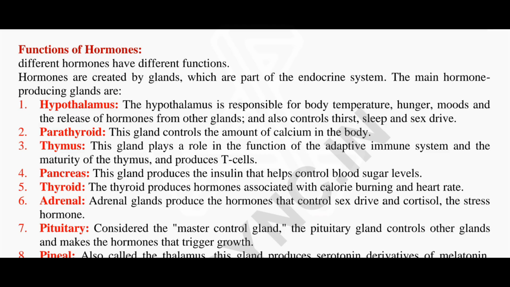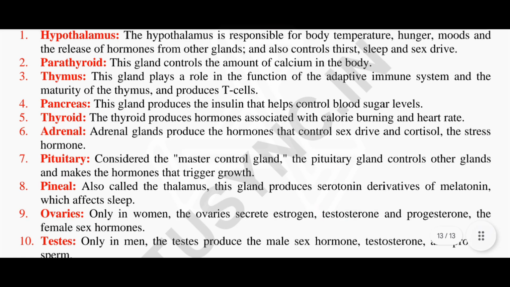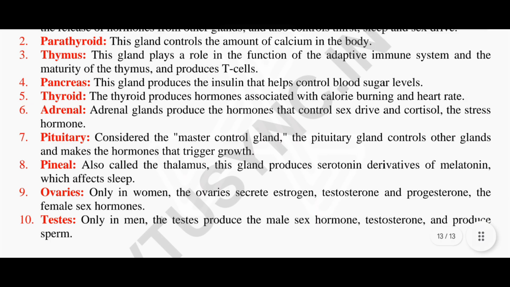Thyroid. The thyroid produces hormones associated with calorie burning and the heart rate. Adrenal. Adrenal glands produce the hormones that control sex drive and cortisol, the stress hormone. Pituitary. Consider the master control gland. The pituitary gland controls other glands and makes the hormones that trigger growth. Pineal, also called the thalamus. This gland produces serotonin derivatives of melatonin, which affects sleep. Ovaries. Only in women, the ovaries secrete estrogen, testosterone, and progesterone, the female sex hormones. Only in men, the testes produce the male sex hormone, testosterone, and produce sperm.